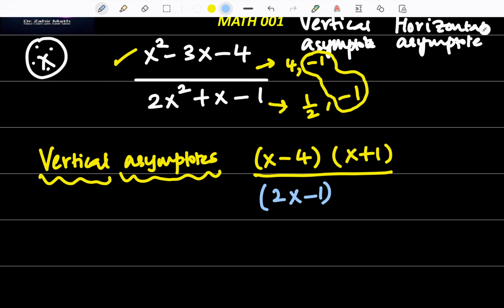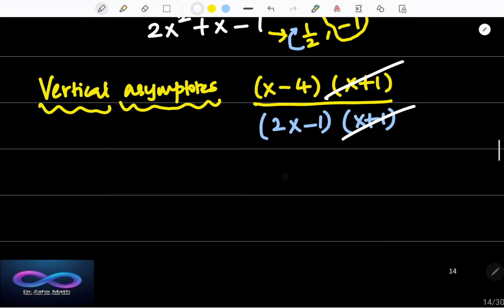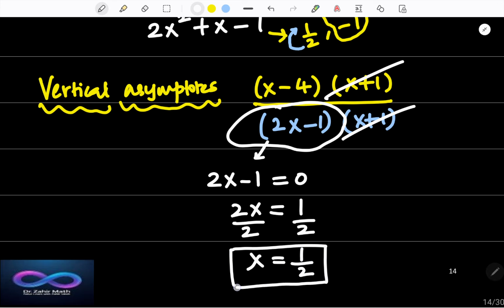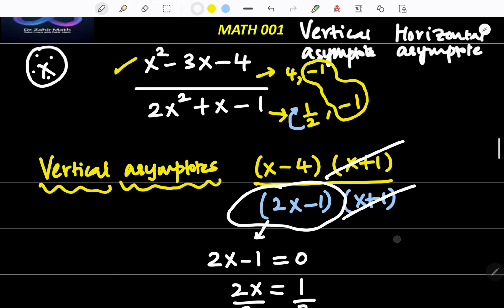And then the next is what? I told you, right? You have to come from the down. 2x, there is a plus here, so minus 1. And for this x minus 1, you will write x plus 1. So what you need to do, you cancel this common term. Now make the denominator equal to 0. So 2x minus 1 equal to 0. So 2x is equal to 1. Divide by 2, divide by 2. X is equal to 1 by 2. Clear? In this way you have to do it if there is a common number.